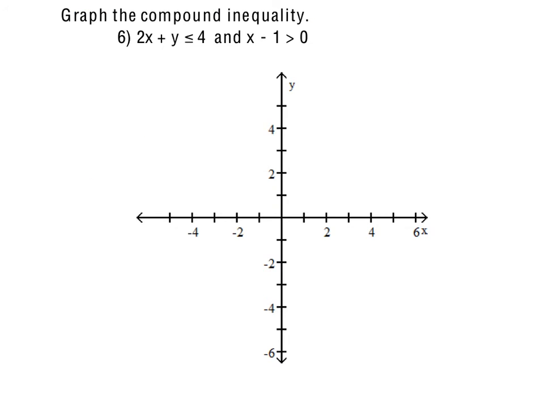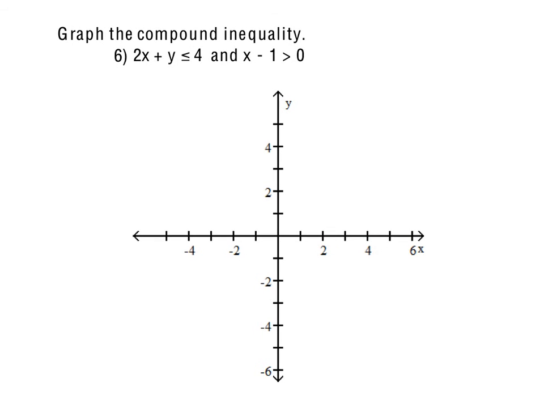For number 6, we have a compound inequality that we're working with. Notice it's a compound inequality with and, so we only graph where the two overlap. I'm going to start with the x minus 1 is greater than 0. If we add the 1, we get x is greater than 1. From that, again, we know that will be a dashed line at 1, so I'll do my best here to dash a line. Again, dashing doesn't work the best on here either. That's my dashed line for x is greater than 1.